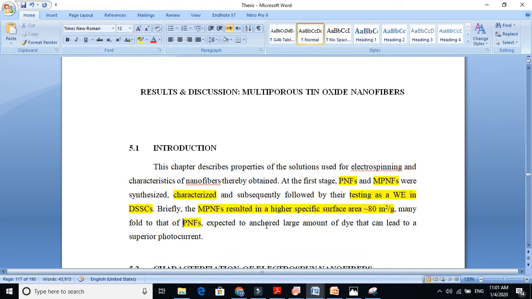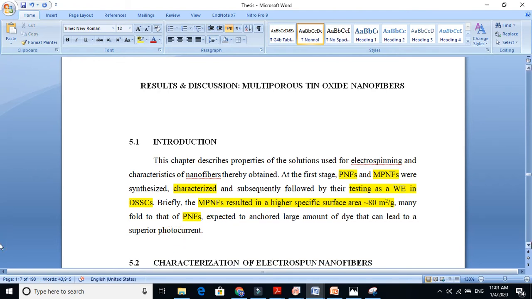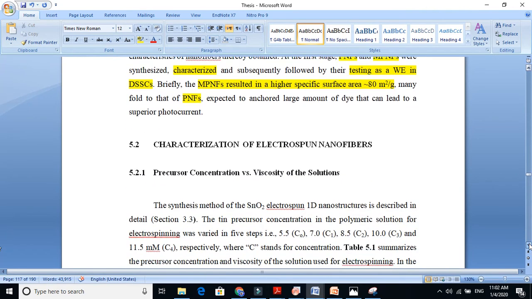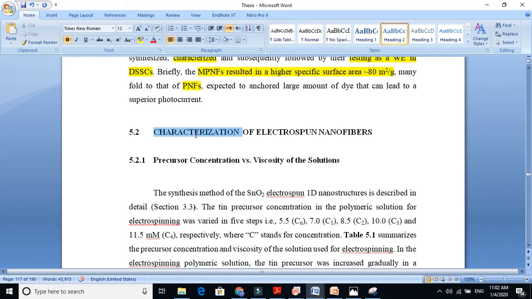Expected to incur a large amount of dye. If we have a larger surface area, it will incur, and incur means it will load. It will load a larger amount of dye, and that will lead to a superior photocurrent, because if you have more dye, it will absorb more light and generate more electrons, and more electrons start motion. This is basically current.